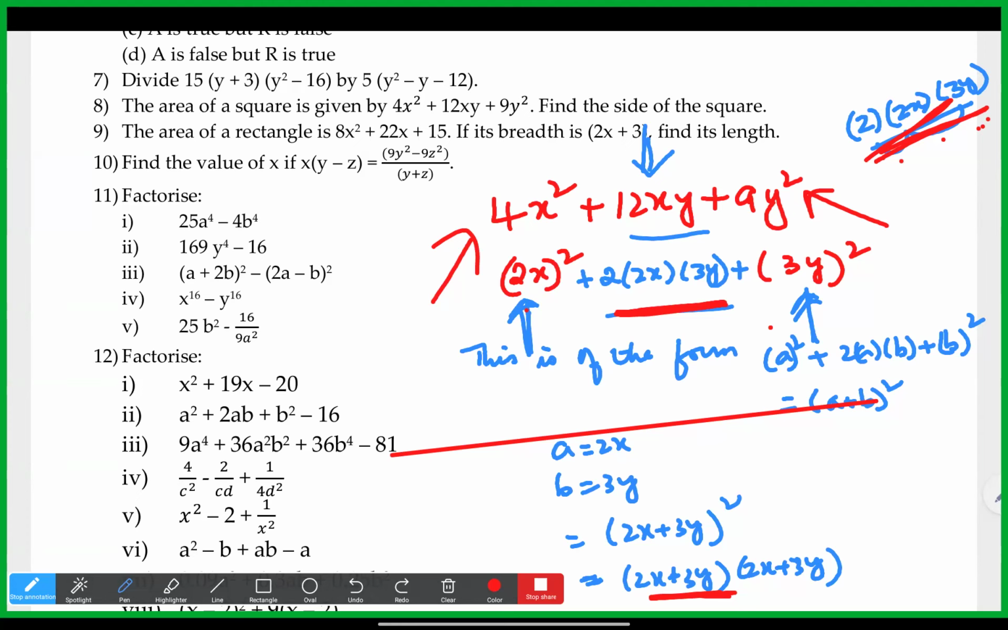So then, shall we go to the next one? Side is 2x plus 3y finally. Side of the square.